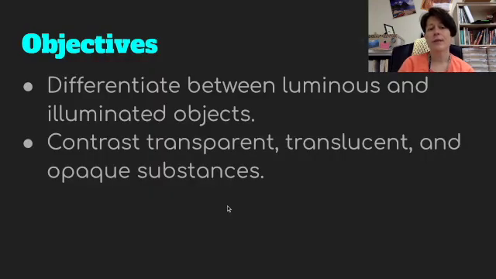So our objectives today were to differentiate between luminous and illuminated objects and to contrast transparent, translucent, and opaque substances. So 5 questions, and we'll be talking a lot more about light.